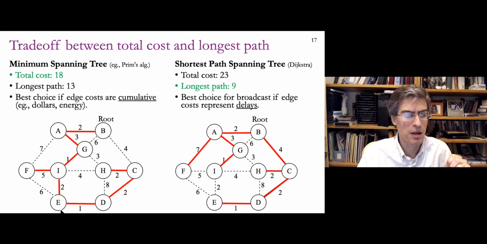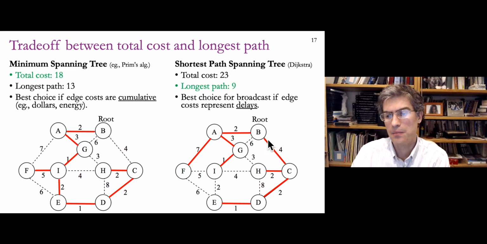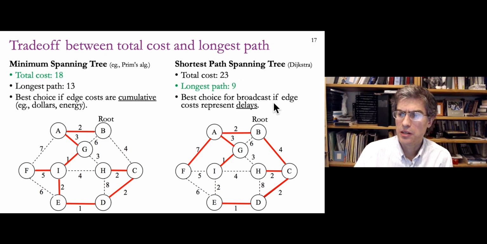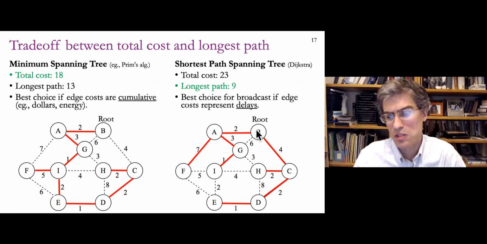Now, the flip side of that again is if these delays are not cumulative, but instead they're delays, I don't know what the general term for that is. Then what we want to do is choose a minimum shortest path spanning tree, like with Dijkstra's algorithm. And with it, we're going to make very different choices. So we chose, for example, this edge with cost 7, which would really skew our total cost. Our total cost is 23 now instead of 18. But the advantage of that choice was it allowed us to get to F pretty quickly.